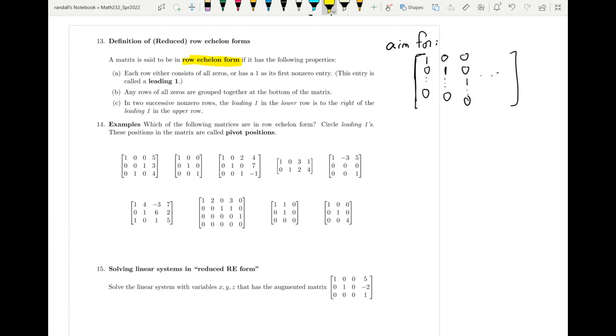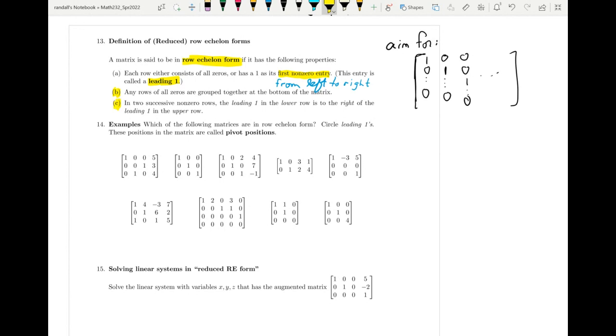Each row is either all zeros, or the first entry you encounter moving from left to right is a 1, and that's what we call the leading one. The first non-zero entry. So what that means is, as you go across the row, left to right, the first non-zero term you encounter is a 1. We put all the zero rows at the bottom. So some rows may turn out to be entirely 0, as we'll see. We'll put them at the bottom.